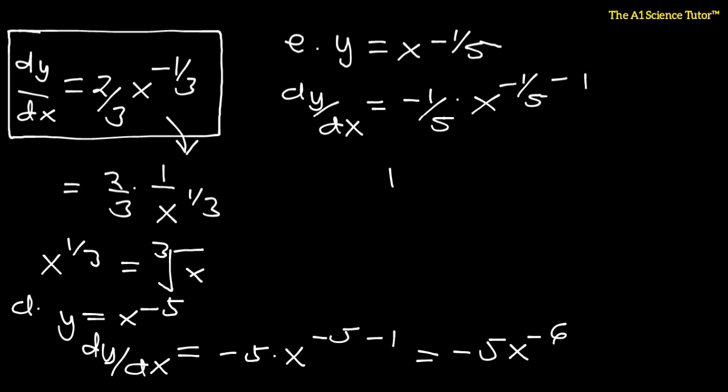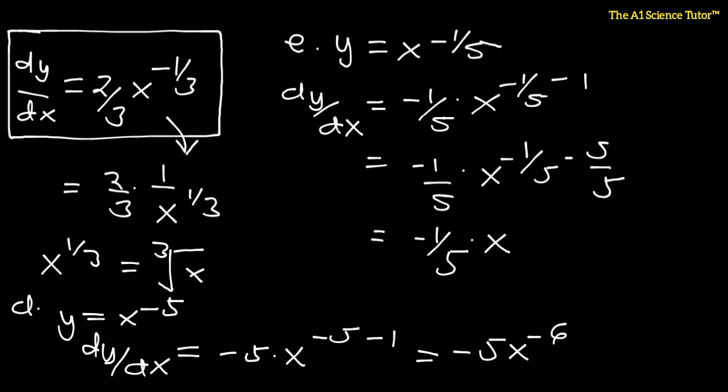Now we know that 1 is the same thing as 5 over 5. So I'm just going to change that and have it be negative 1 over 5 multiplied by x raised to the power of negative 1 over 5 minus 5 over 5, basically. So this will be negative 1 minus 5, which gives us negative 6. So this is going to be negative 1 over 5 multiplied by x raised to the power of negative 6 over 5. So that will be the derivative of that function.